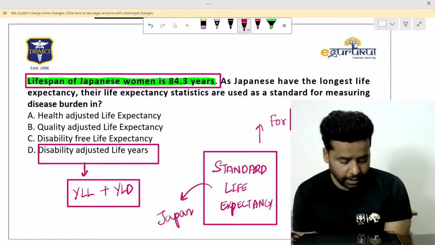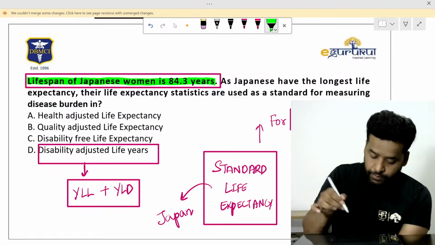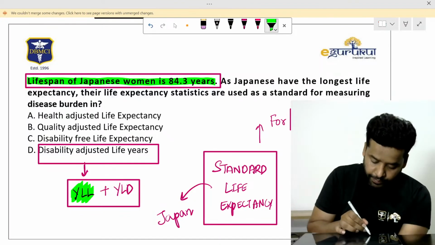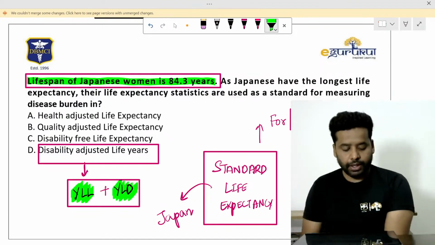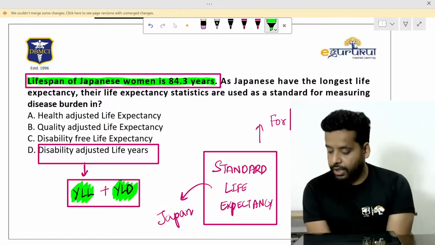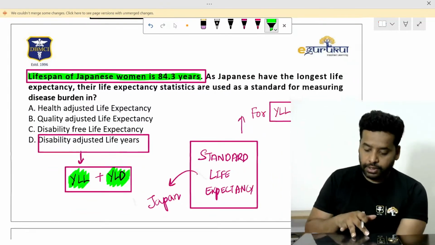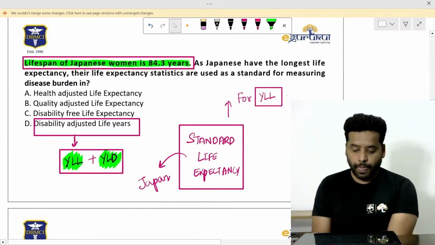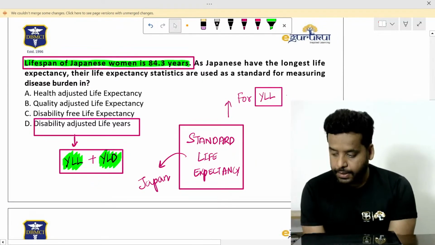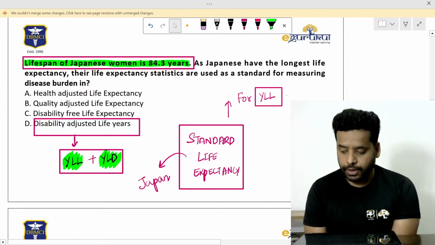YLL plus YLD. So when you are adding these two things, you will be calculating DALYs lost due to a disease. Yes, correct. DALYs lost due to a disease.